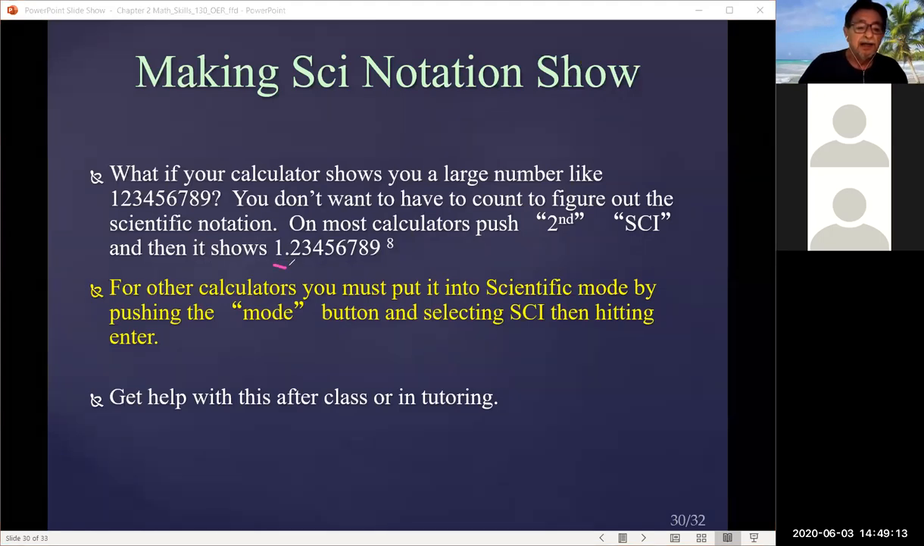It might give your answer in this format. That is not scientific notation format. Depends on your calculator, what the calculator is telling you. This is 1.23456 times 10 to the 8th power, okay? So, let me clear everything. All right.